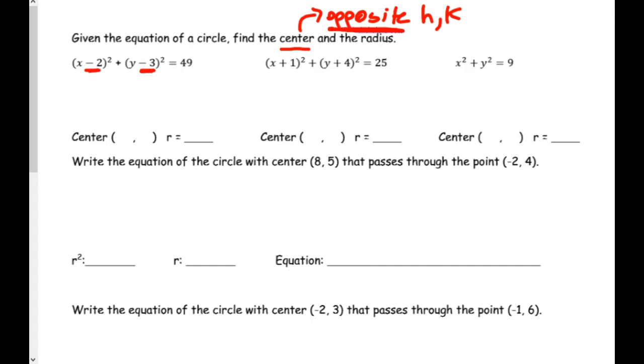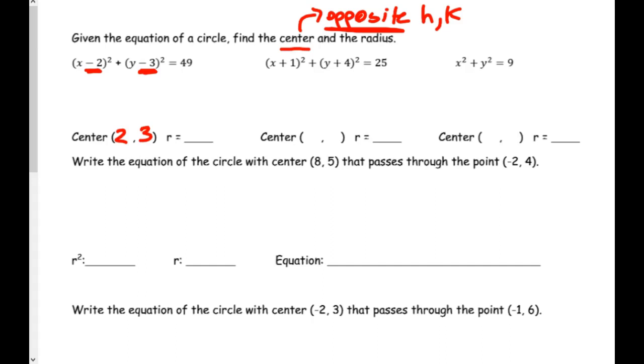My emphasis is that when you go from the equation to the center, or even if you go from the center to the equation, there's always this opposite transaction, okay? So if this says minus 2, what am I going to write for the x value? Positive 2. If that says minus 3 for the y, I'm going to put positive 3. Yes.